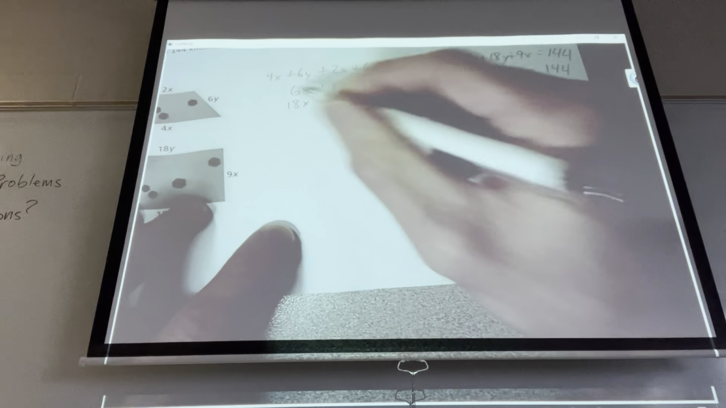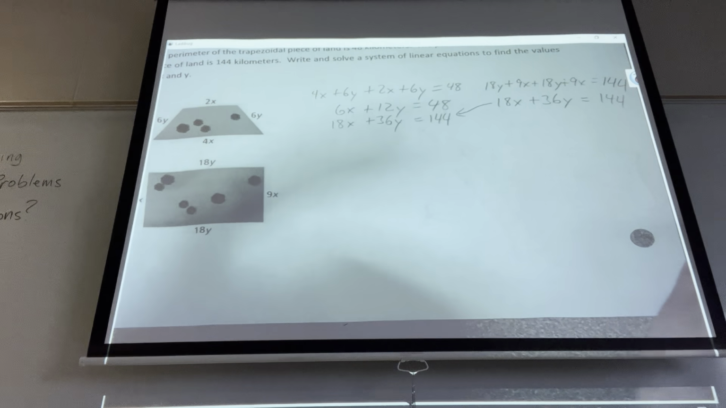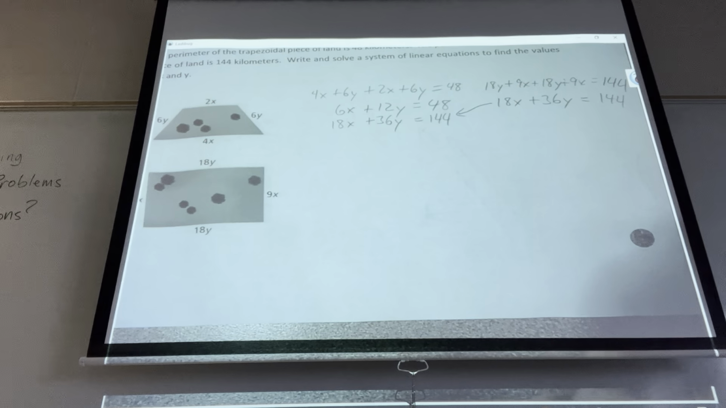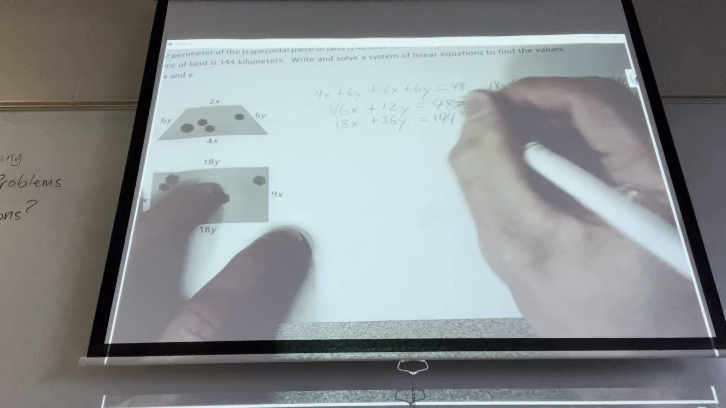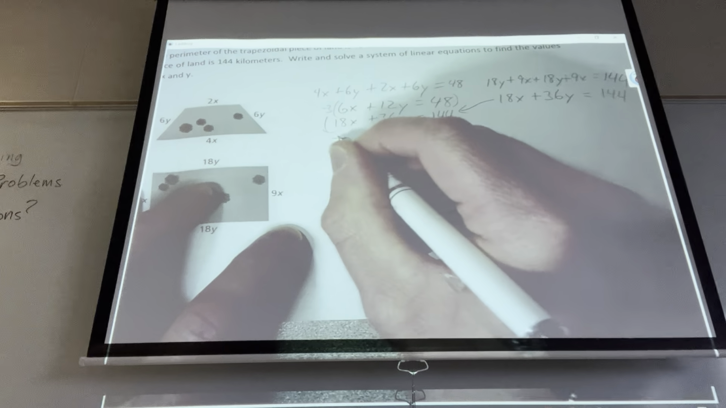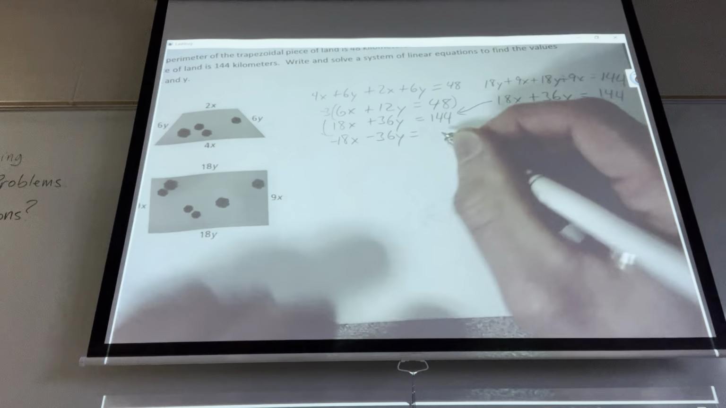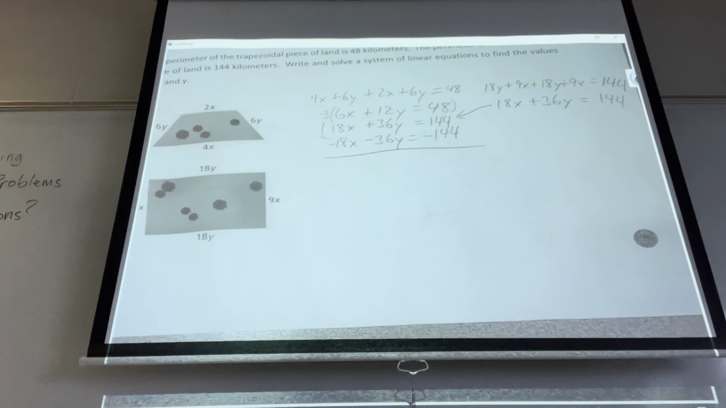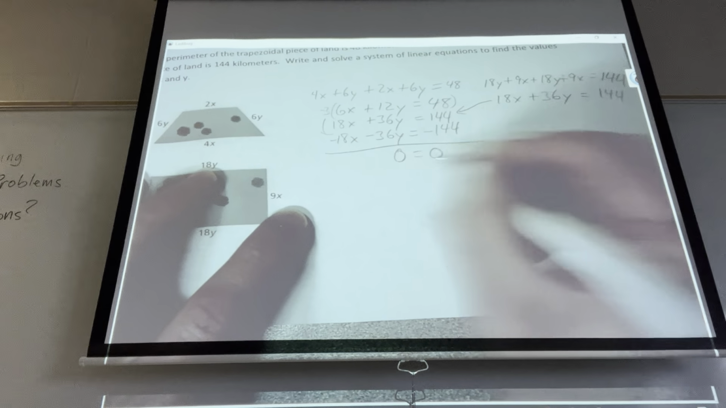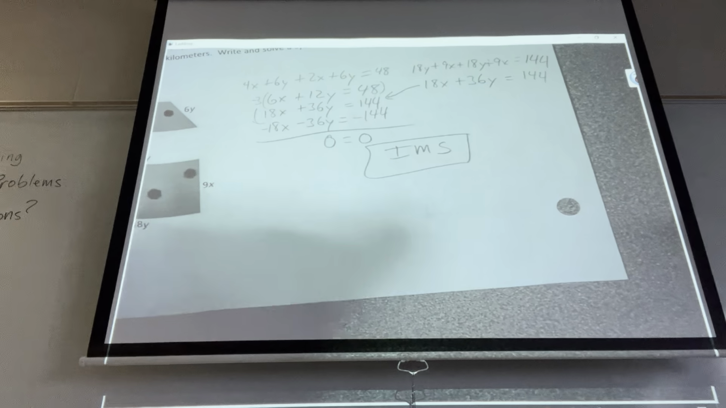Right now, if I was to add these up, would the X's or the Y's eliminate? No. What do you suggest I do? Multiply the top by -2. Negative three. I agree. -3 on the top equation. We'll write that underneath. We get -18X minus 36Y equals... I'm going to take a guess. I think it's -144. And if that's the case, what are we going to get for our answer? 0 equals 0, which means this problem had infinitely many solutions.